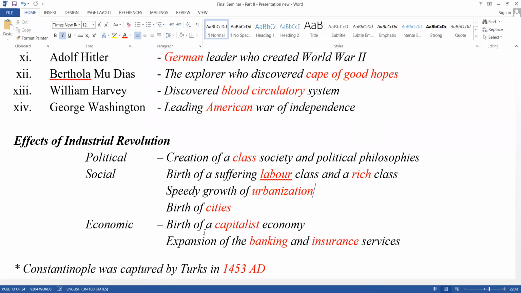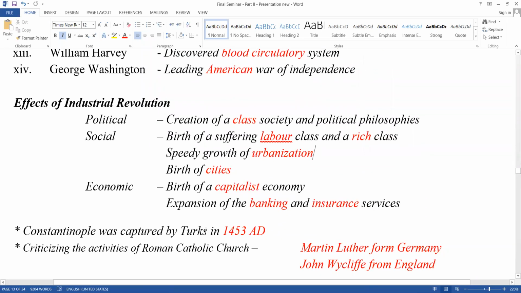So better you just write rich minority and majority labor. Those are the two classes. And Constantinople was captured by the Turks in 1453 AD. And who are the Protestants? Protestants were the religious people who criticized the Catholic Church.